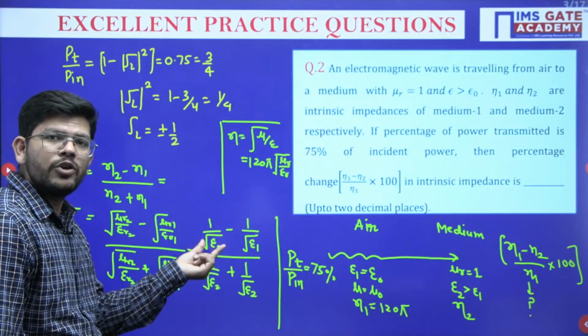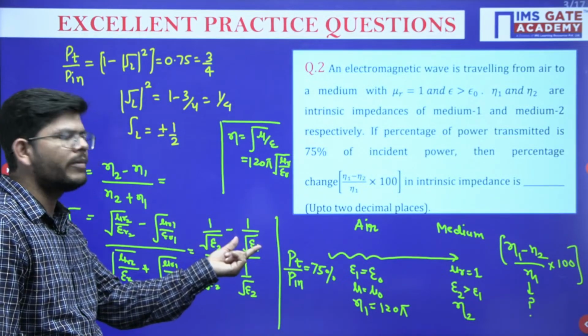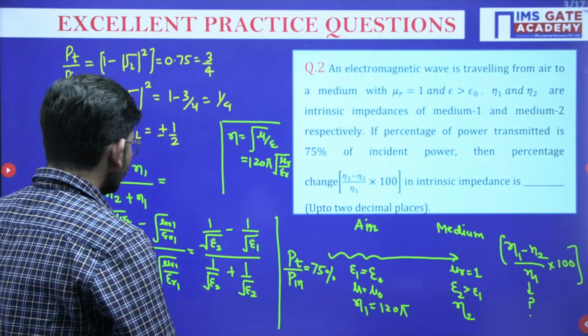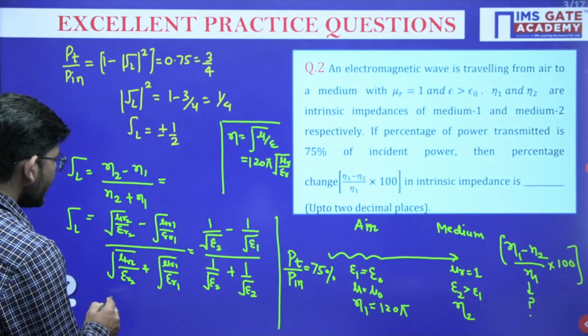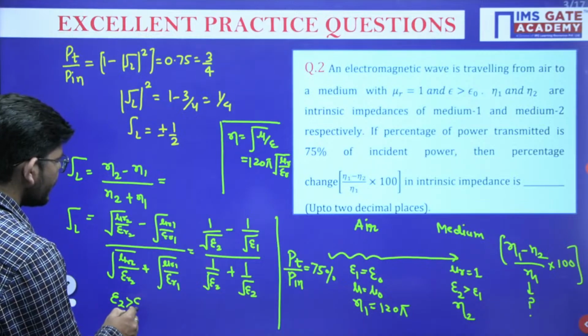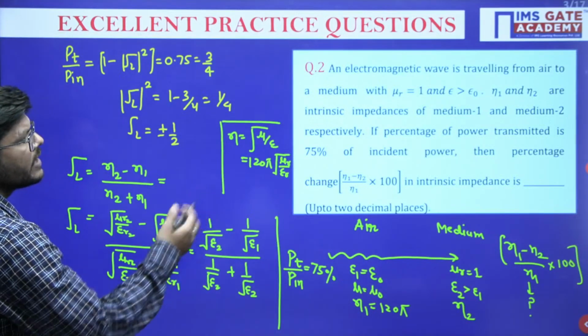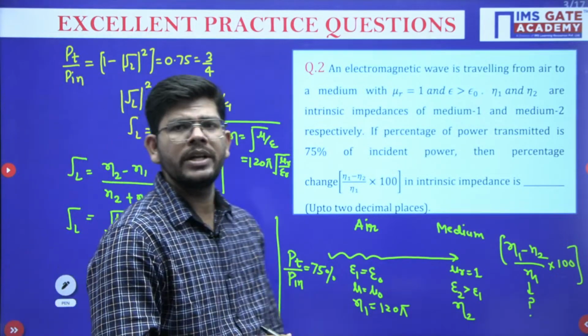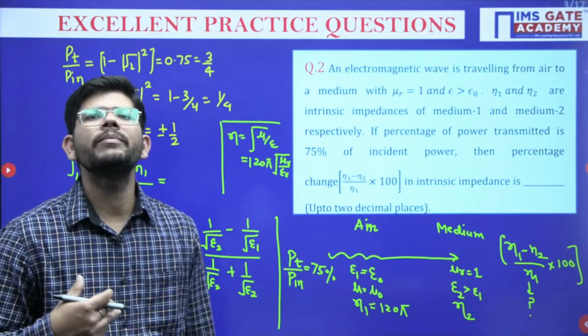So this ratio will be less and this ratio will be more. So guys, ultimately the gamma value will be negative, isn't it? So from here we got a solution. If epsilon 2 is greater than epsilon 1, which is given as epsilon is greater than epsilon naught. Epsilon naught is the permittivity of medium 1 and epsilon is the permittivity of medium 2.